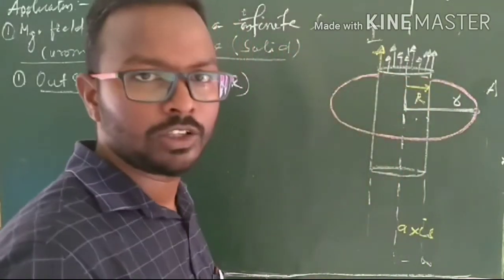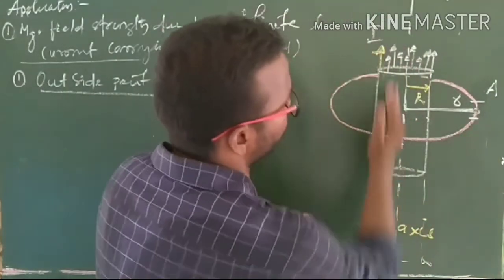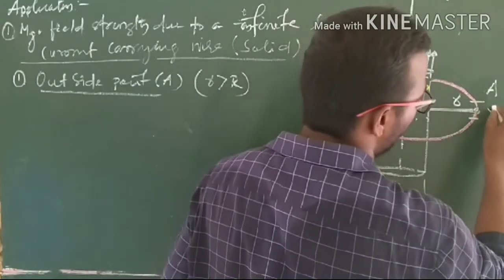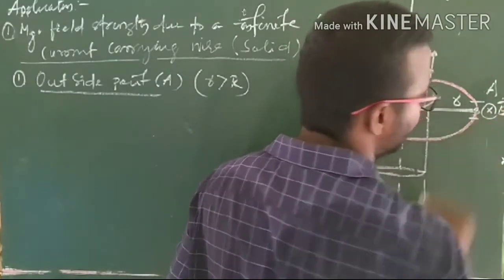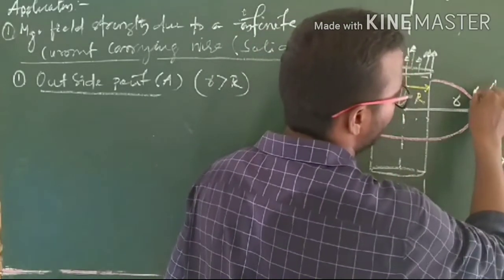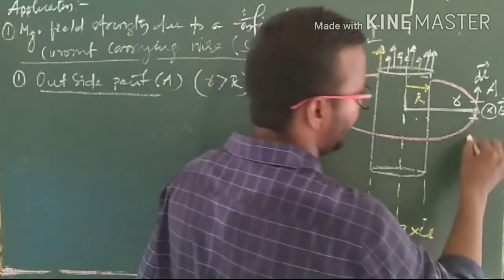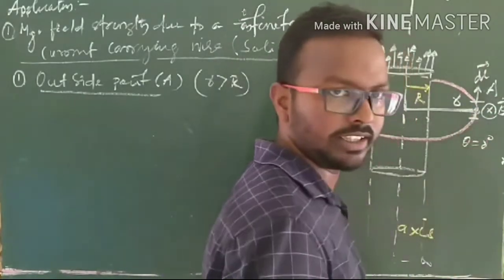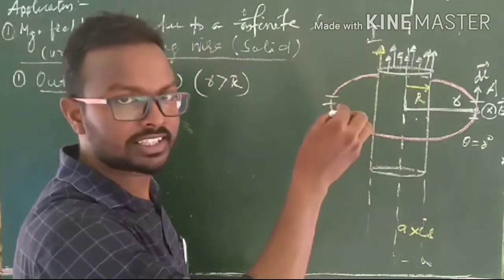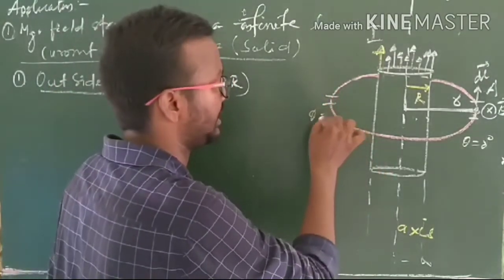Suppose at this point, if this is the direction of current, then this is the direction of magnetic field. So the magnetic field at this point is in the inward direction, and suppose we choose a length element dl which is also in the inward direction. Clear? And here theta is equal to 0 degrees. If we choose another point here, the magnetic field is in the outer direction and the dl length element is also in the outer direction, and here also theta is equal to 0 degrees.